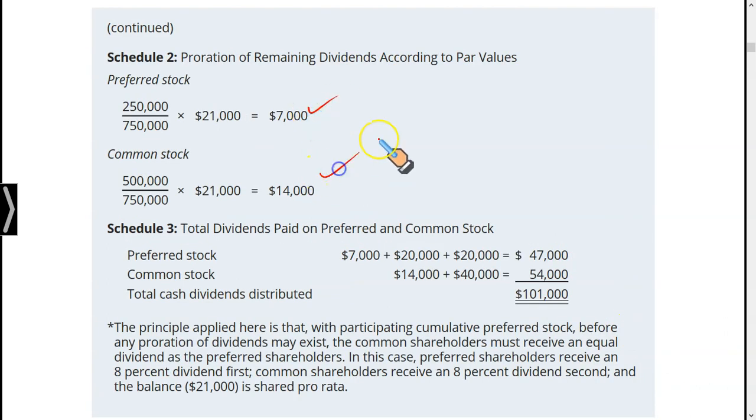This is it. And then if you calculate the total amount paid to preferred stockholders, these are the two, current year and prior year, plus 7,000, 47, and then for common stockholders, 14 proportional share and 40,000 we discussed previously. So that's the total amount of cash dividends distributed.